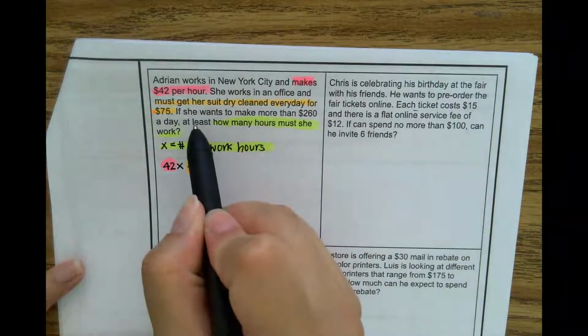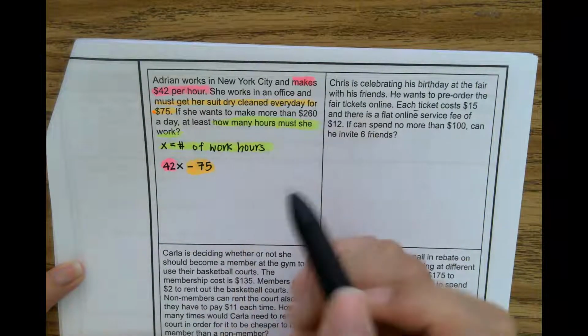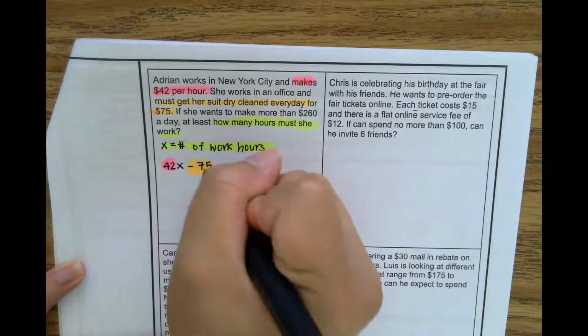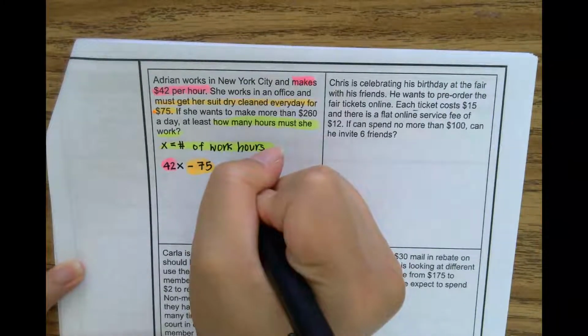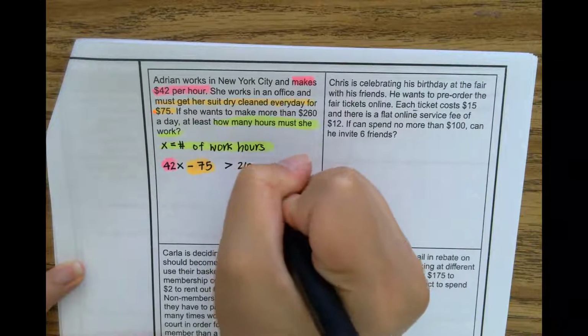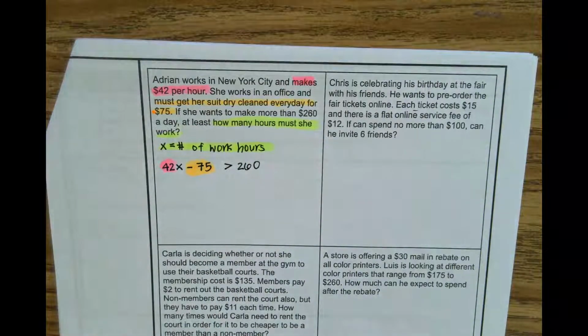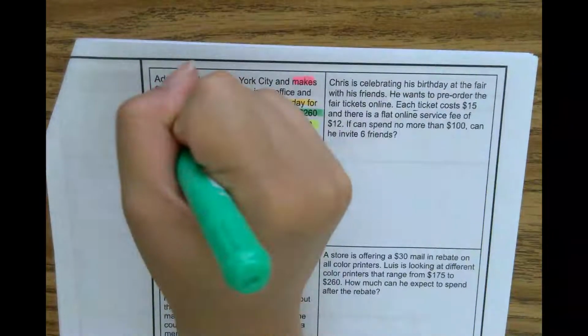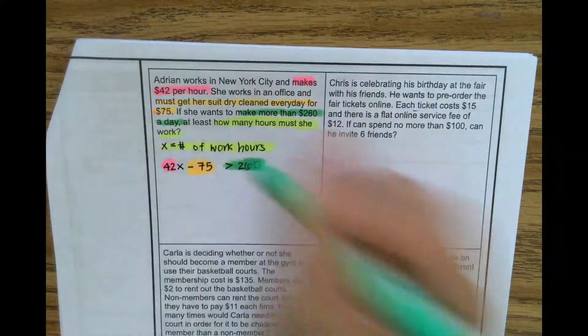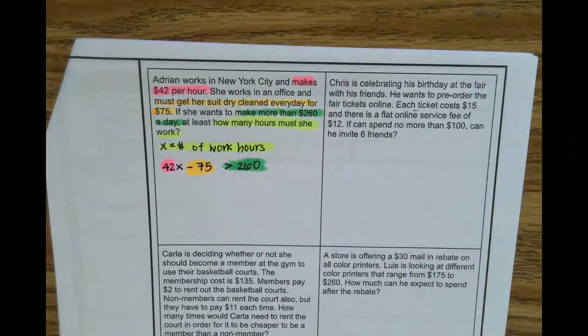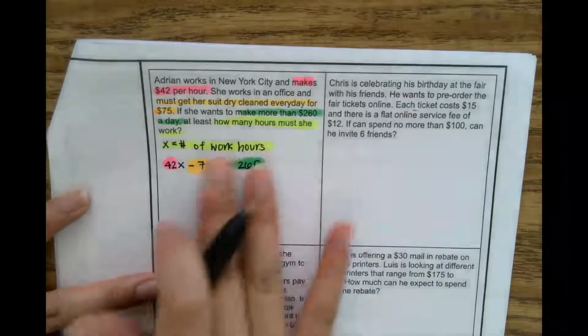We know that she wants to make more than $260 a day, so that means whatever she's making minus what it costs for dry cleaning has to be greater than $260. Right? So oftentimes students tell me that they struggle with word problems, but really what it is is reading comprehension. Do you understand what the words mean, what they're saying, right? The better you are at reading comprehension, the better you will be able to write the equation.